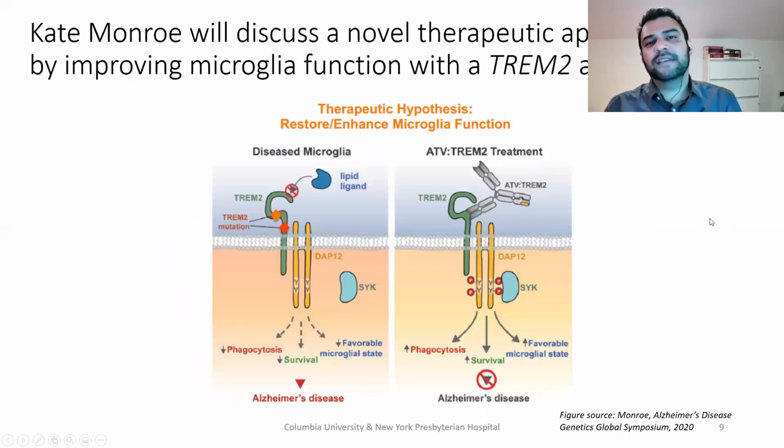The last talk in the session will be given by Kate Monroe, who will discuss a novel therapeutic approach for Alzheimer's disease by improving microglial function using a TREM2 antibody. She'll describe ways to promote innate immune functions of microglia that confer neuroprotection. To this effect, she'll describe an agonistic antibody-based approach to enhance TREM2 activity, which in turn spurs good microglial processes. I think this is a novel and exciting approach to AD therapeutics.